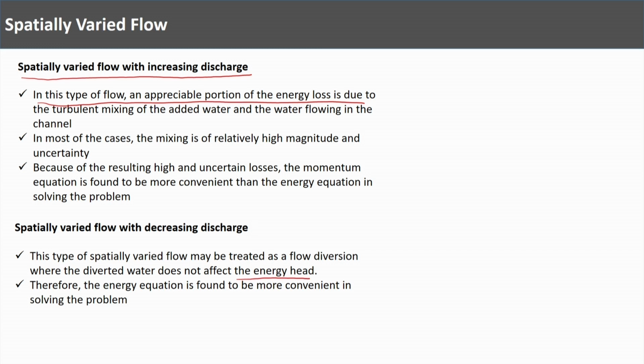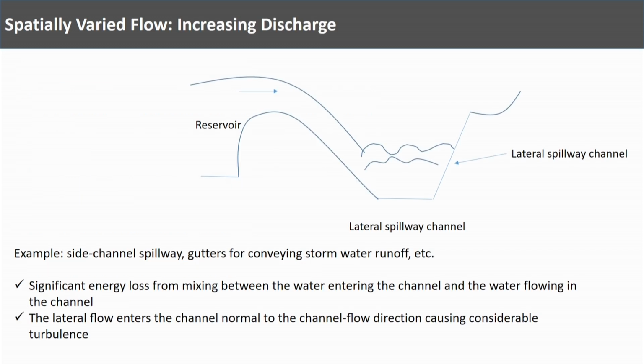So, in this case water is diverted from the channel and it does not have much effect on the energy head of the flow. Therefore, in this type of channel, we will use the energy equation to solve the problem. So, let us see the first part, that is spatially varied flow with increasing discharge. That we will discuss.